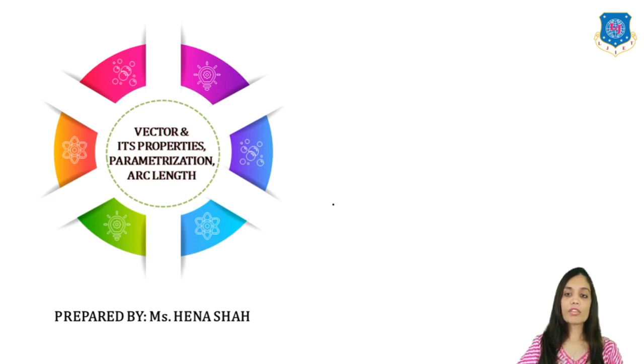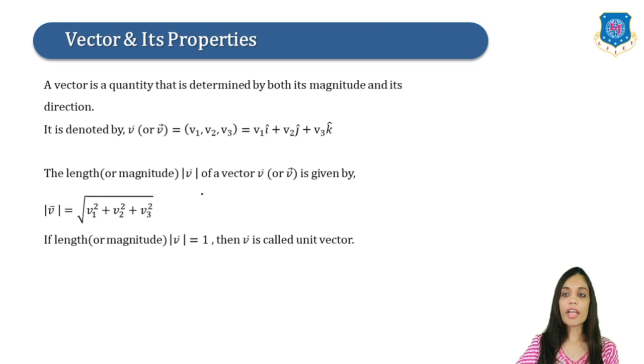So today we are going to discuss topics named vector and its properties, parametrization and arc length. So let us start with vector and its properties. A vector is a quantity that is determined by both its magnitude and direction. It is denoted by v bar or vector v bar. We can denote it by this notation or using an arrow.